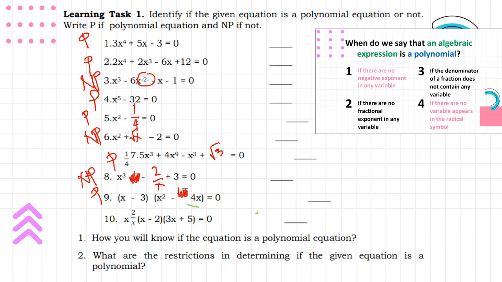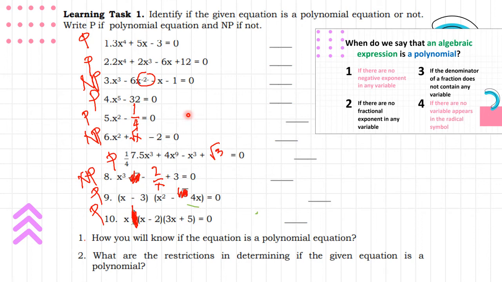Isa pang pwede nyo gawin is to use the FOIL method dito. I-multiply natin para makuha natin yung pinakang equation. Pero pwede na din yan. Tingnan nyo na lang yung exponent, denominators, and everything. The number 10 natin is x times x minus 2 times 3x plus 5 is equal to 0. So, wala naman negative exponent, wala ding denominator, wala ding square root. So, ibig sabihin, this one is a polynomial.